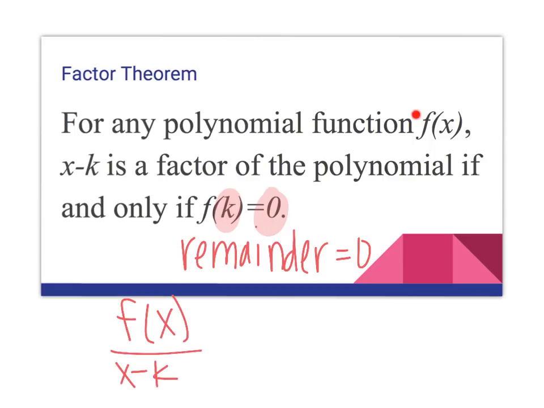So all this is saying here is that if I divide this function f of x by x minus k, and I get 0 as my remainder, or if I get 0 when I plug in k, then what that means is that x minus k is a factor. That means it divides evenly. We talked about that a little bit with 3.2, and we finished that up on Monday.